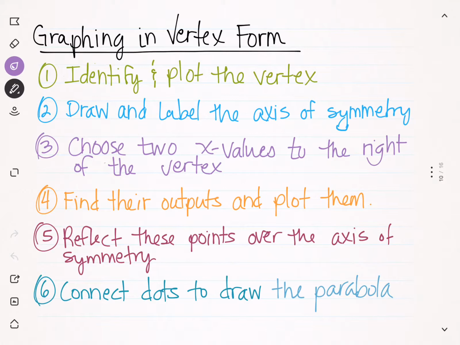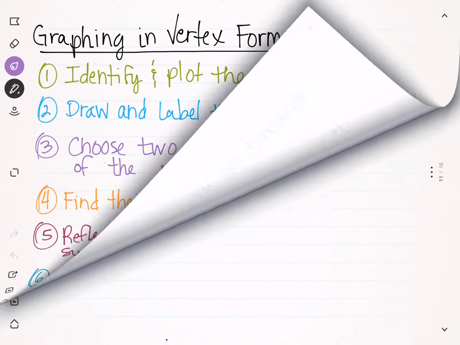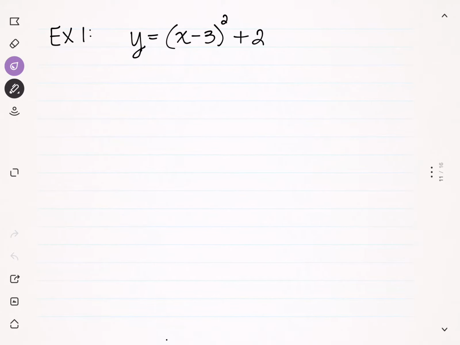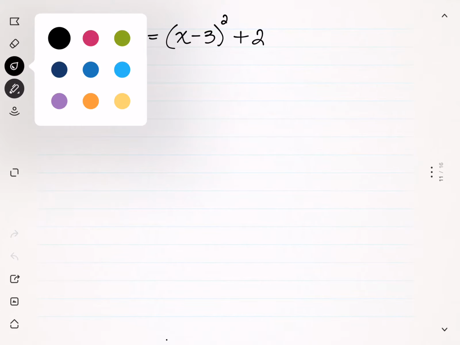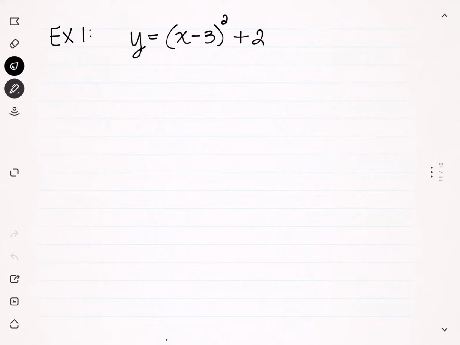So if you haven't copied down the list, I would go ahead and pause the video so you can complete your list, and when you're ready to move on, you can resume playing. All right, so let's look at graphing in vertex form. This is exciting. Step 1, identify the vertex. So our vertex is going to be located at positive 3, 2. Our first step was to identify that vertex and then plot it. So let's get that on our graph here.